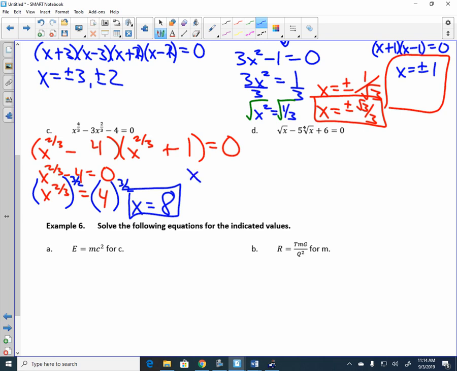Try the next one. x to the 2/3 plus 1 is equal to 0, or x to the 2/3 is equal to -1. How do I get rid of the 2/3 power? Raise it to the 3/2. Again, I'm not multiplying by 3/2. I'm raising it to the 3/2. I get x is equal to, what's -1 cubed? -1. What's the square root of -1? i. Very good.